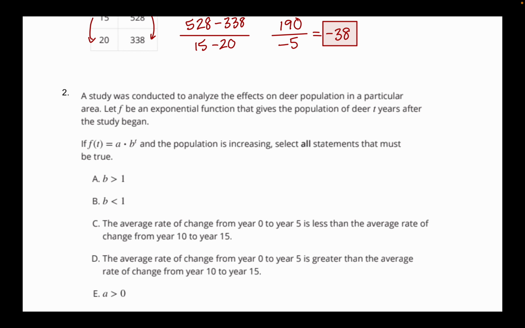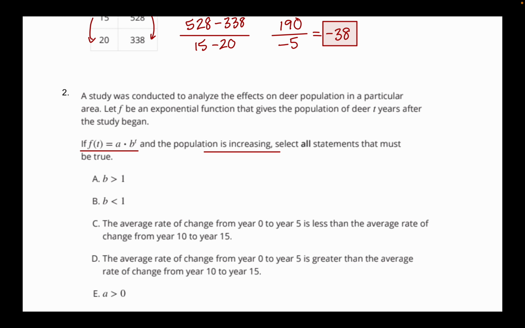So that brings us to question 2. Now, this is about a study. A study is conducted to analyze the effects on a deer population in a particular area. F is going to be an exponential function that gives the population of deer t years after the study began. Okay, and so then they're giving us, if f of t equals a times b to the power of t, and the population is increasing, we want to select all statements that must be true.